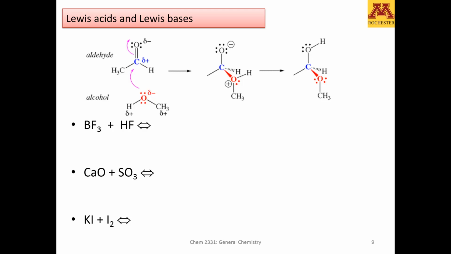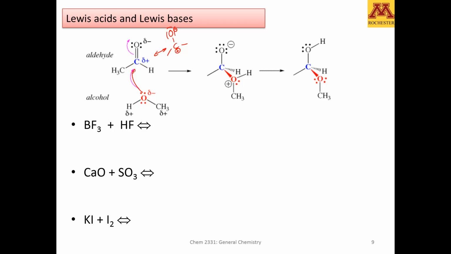For example, you may have seen the attack on carbonyls by alcohols or any other lone pair. That's because you can draw a Lewis structure in which the carbonyl has a positive charge on the carbon. This carbon is deficient in electrons, which will benefit the attack of a nucleophile on the carbonyl carbon.